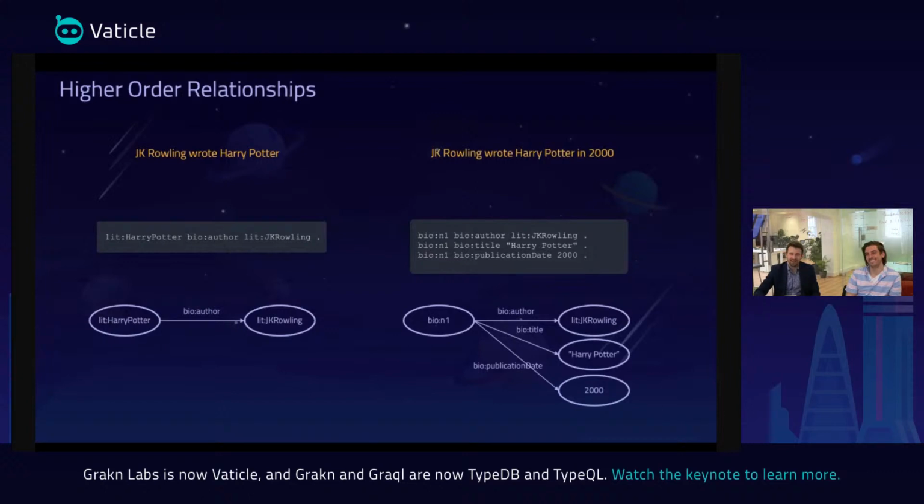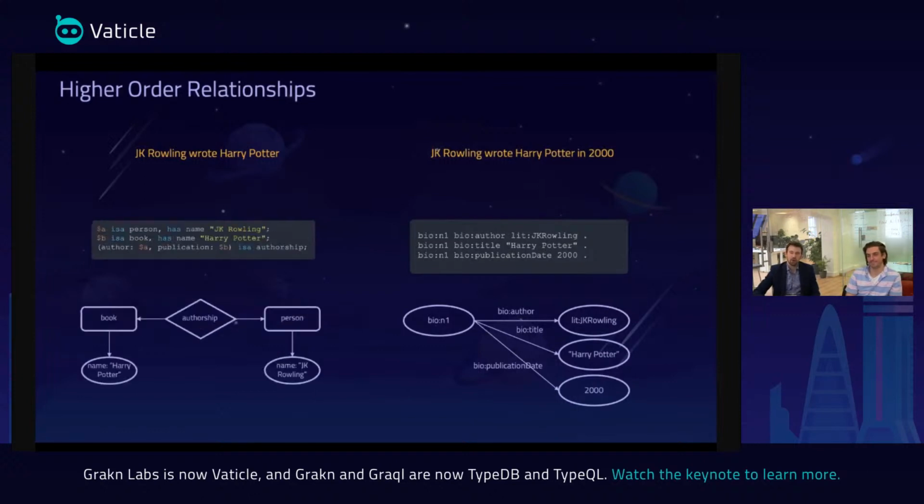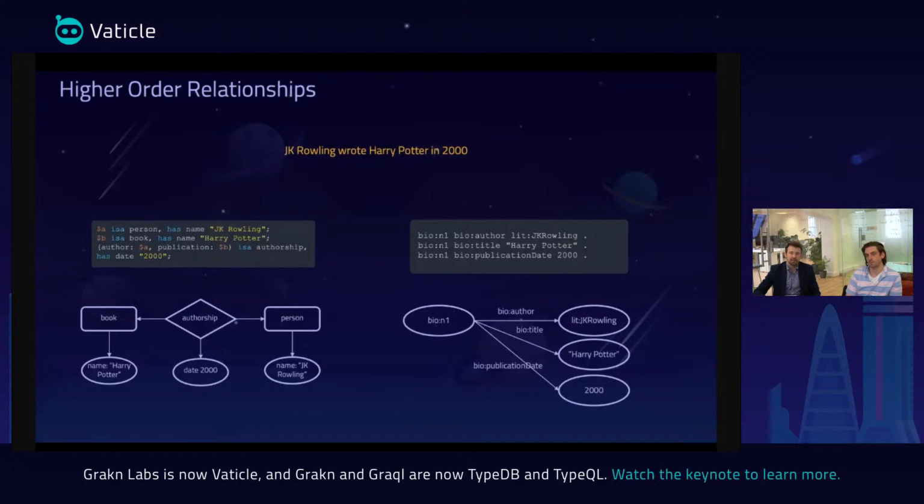So yes, here we're effectively making a statement of a statement, in this case that J.K. Rowling wrote Harry Potter in the year 2000. Now, how would we do this in TypeDB? For the initial triple, saying J.K. Rowling wrote Harry Potter, this will be quite simple. We may want to have an authorship relation between a book and a person, where those two entities have attributes attached to one another. And to say something about that relation, we want to say that the authorship relation happened in a particular year. We could simply add an attribute of type date and value 2000 to that authorship relation.